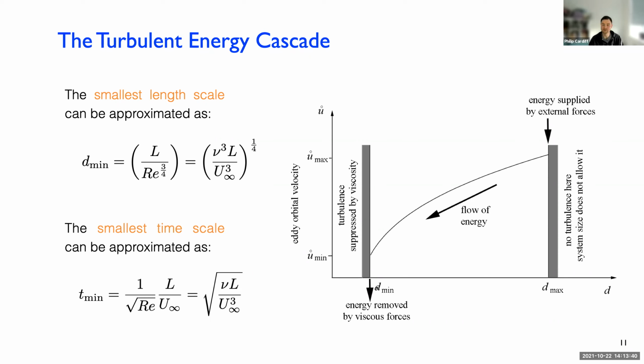d-min is the diameter of the smallest eddy you will get in your flow, and t-min is the time scale, the rate at which it circulates, for example how long one revolution takes approximately. You can write it as a function of the Reynolds number, or directly in terms of the kinematic viscosity, so viscosity divided by density, the length, and the free stream velocity. That gives you the actual size, the diameter. In the same way, you could also do the same for the time, in seconds, the rate at which they're rotating.